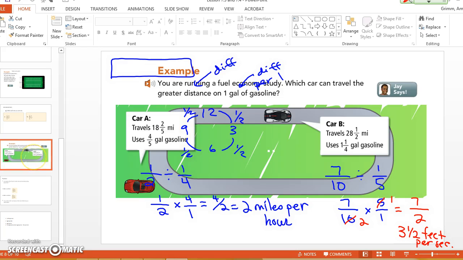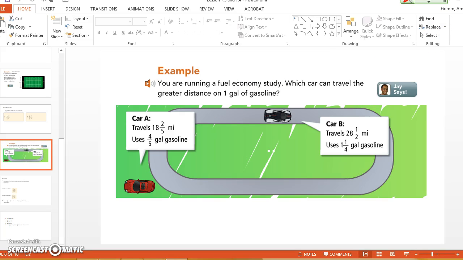All right. Now, I think this is the one that my other classes really struggled with when I taught this to them, was problems like this. So if you have questions as I'm doing it, make sure you tell me so I can help you. So as you're running a fuel economy study, do you know what that would mean? Is that important to a lot of people? Yeah, especially when gas gets really expensive. Which car can travel the greater distance on 1 gallon? That would be a really real life thing to think about.